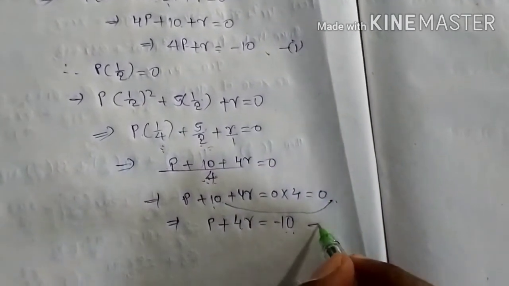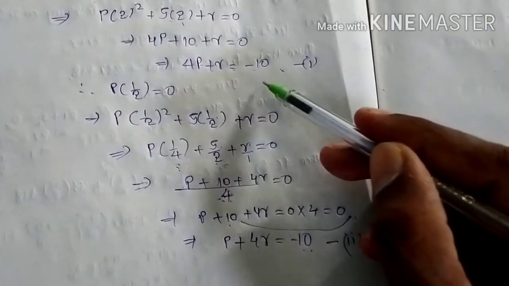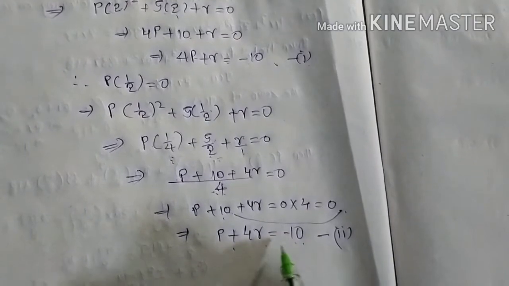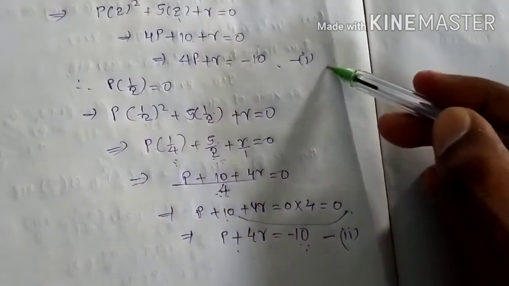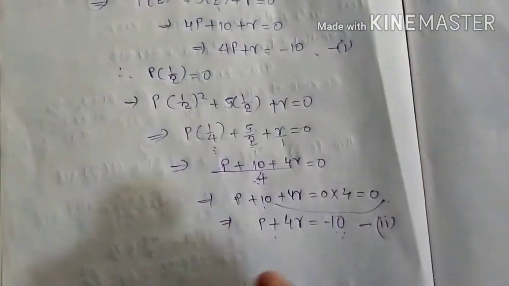Once you can observe, this is the second equation. The first equation is how much? 4p plus r is equal to minus 10. This is also 4p plus 4r is equal to minus 10. That means, once you can observe here, first and second one, both are equal to minus 10 or not? Yes. So can I equate here?